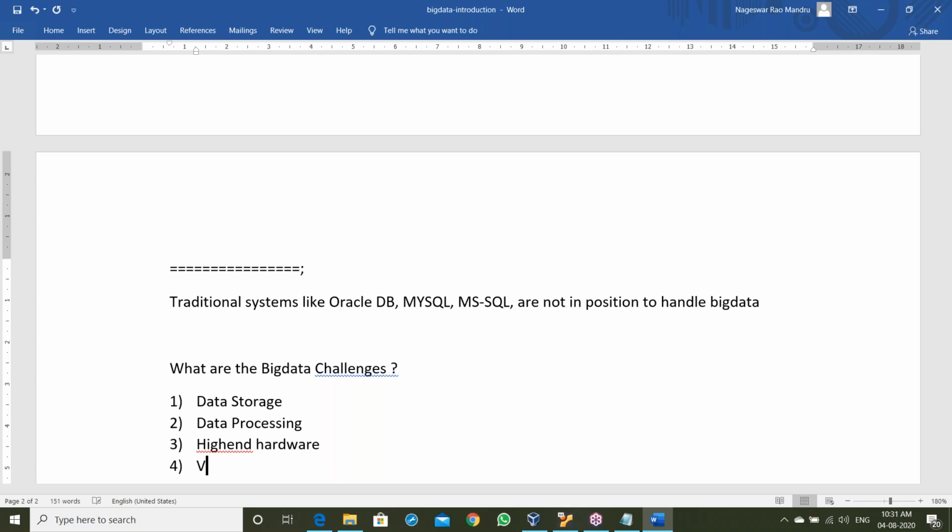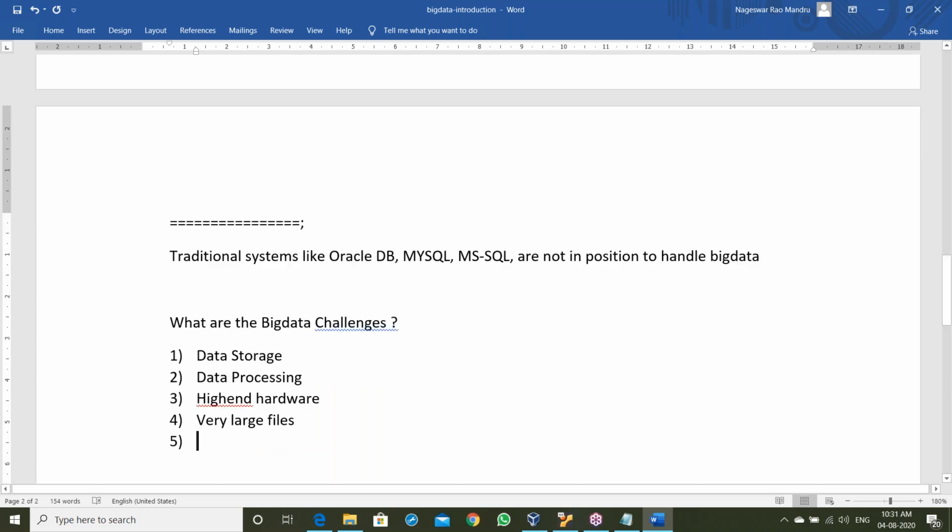Next, very large files. With big data, there is a chance of generating very large files. Traditional systems can't handle large files. Traditional file systems like the Linux file system and Windows file system fail to handle large files.